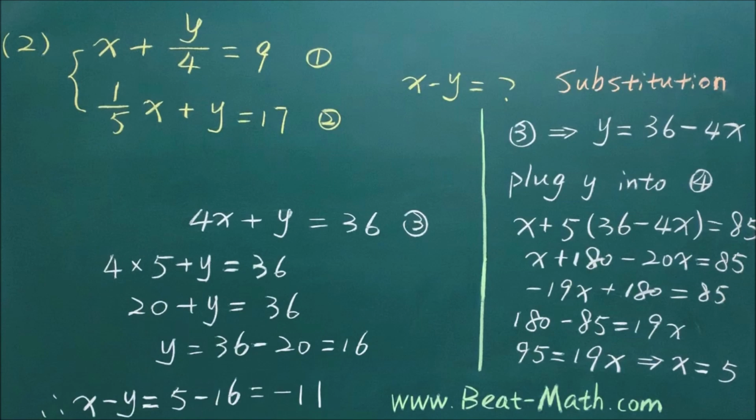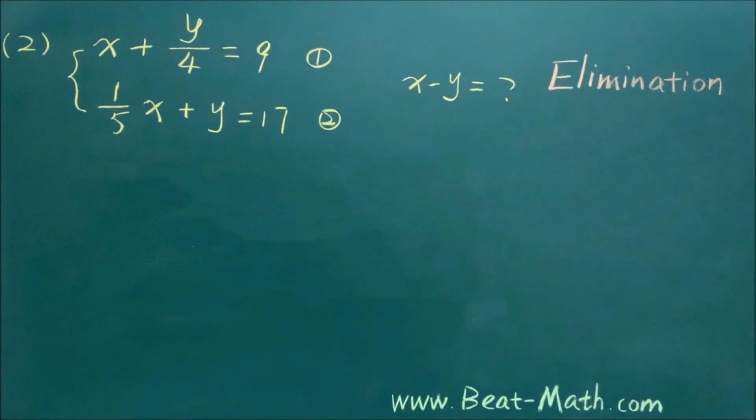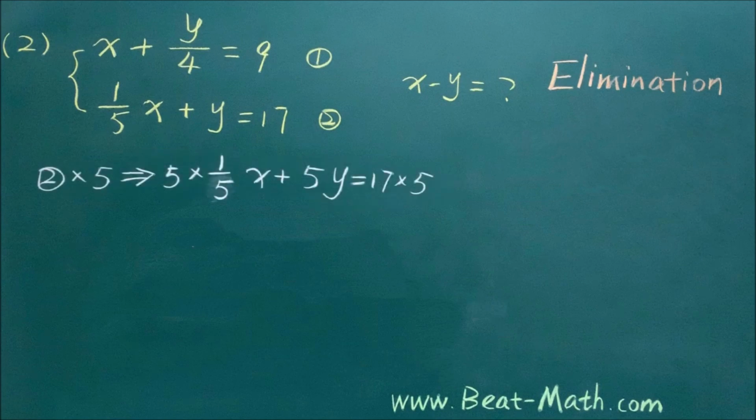Some students may ask, can you solve it by elimination? Of course. Let's try it now. We need the same or opposite coefficients of x or y in two equations. We choose x for example. For equation 2, multiply both sides by 5. We get 5 times 1/5 x plus 5y equals 17 times 5. x plus 5y equals 85.